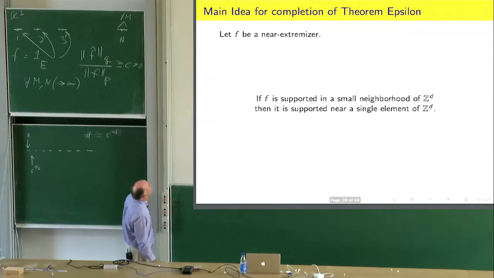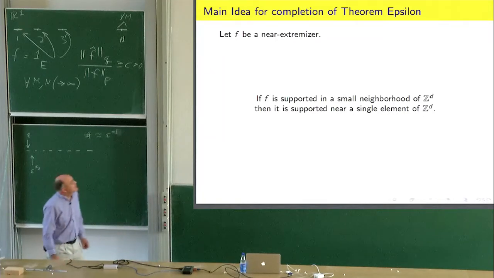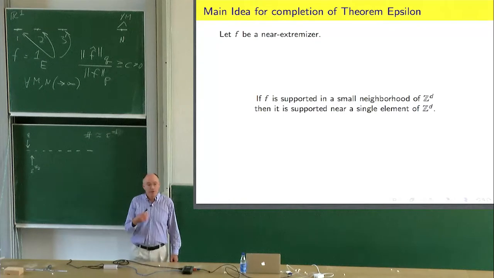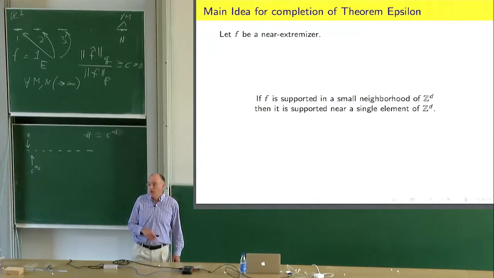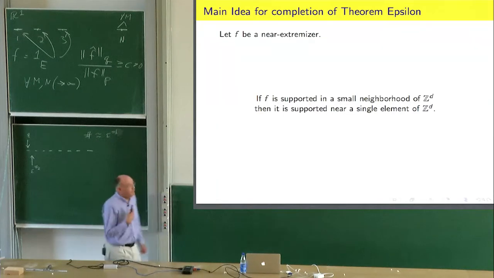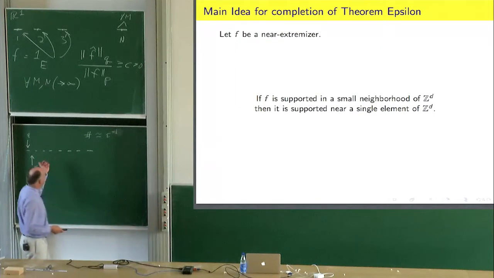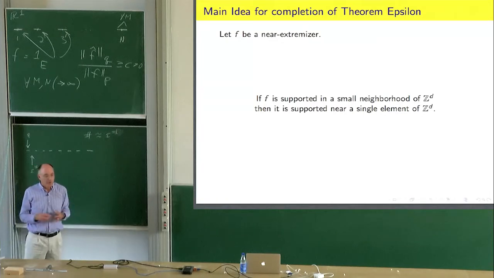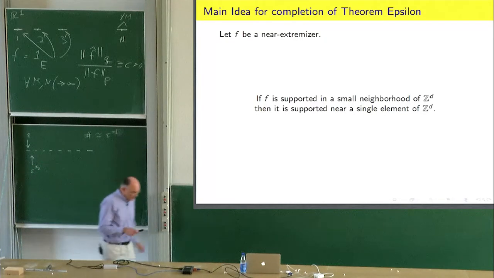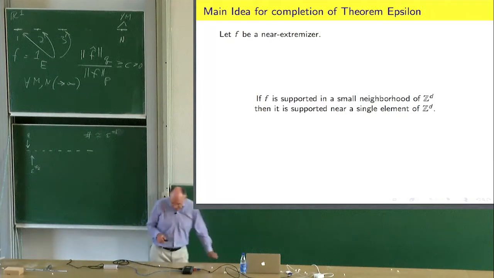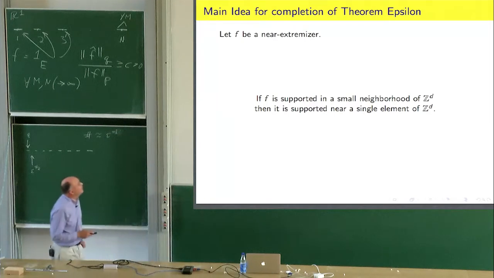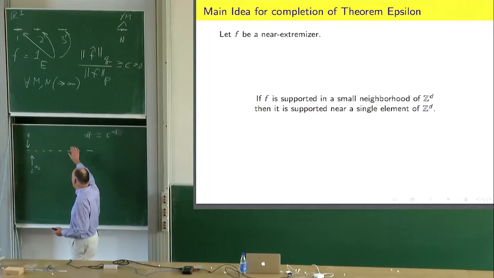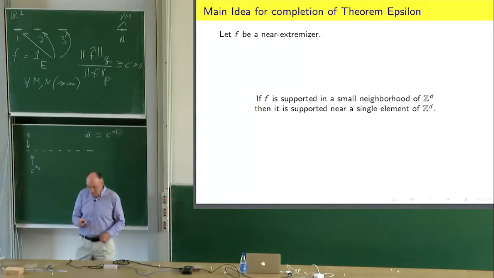Okay, so I'm going to skip over that slide. And so what we need to do now is to prove that if we have a near extremizer for the Hausdorff-Young inequality, if it's supported very close to, say, the integers, then in fact it's supported very close to a single integer. And again, that's just a restatement of the somewhat simplified form of the decisive step. Okay? So we want to prove that we don't look like this, but that we look like just one little part.